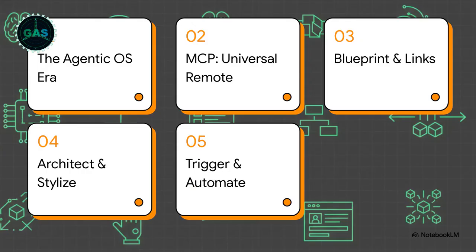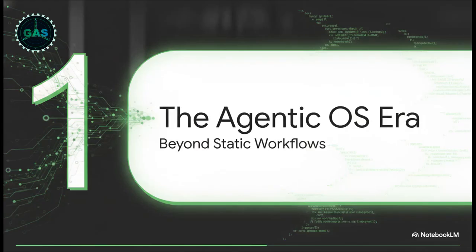Here is our roadmap for today. First, the Agentic OS era. Second, MCP, the Universal Remote. Then we'll cover the BLAST framework, starting with Blueprint and Links, moving right into Architect and Stylize, and finally, Trigger and Automate. All right, first up, Section 1, the Agentic OS era, and how we're moving beyond static workflows.